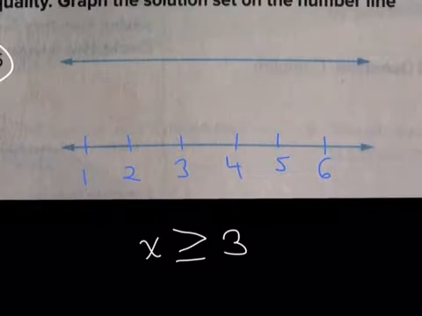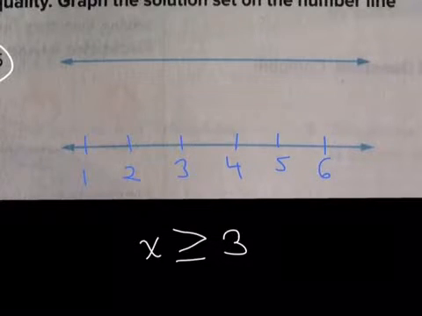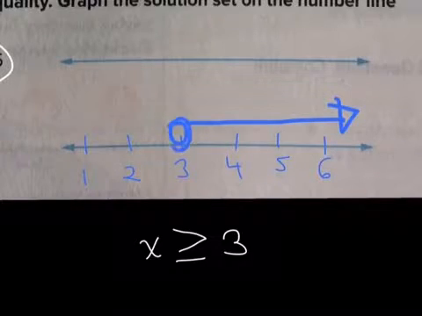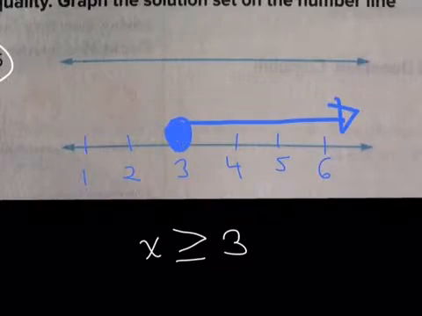So x is greater than or equal to 3. So it's greater than, so it's going to be this way, greater than. And it's equal to, so it has to be a solid circle. And this is how you would graph it.